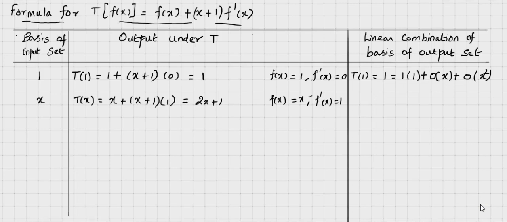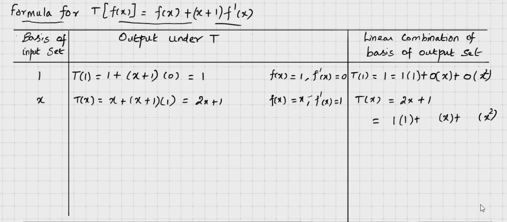Here what we are going to do, that is T of x equals 2x plus 1. This quantity I am going to write as a linear combination of 1, x and x square. That's it. Okay. So see, what is the constant coefficient there? 1. So this will be multiplied with 1.